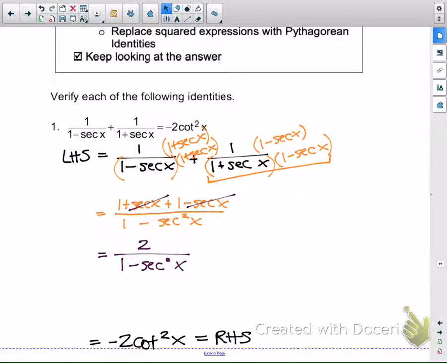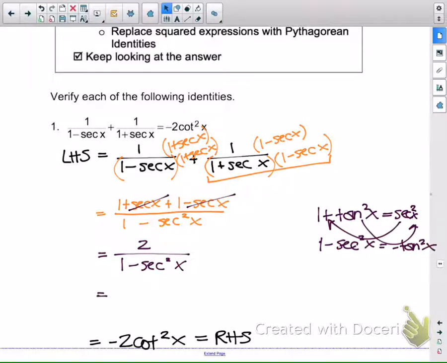Okay? My identity over here says 1 plus tangent squared is equal to secant squared. If I wanted to say 1 minus secant squared, how do I have to manipulate that? I have to move secant to the left, which means I have to move tangent to the right, both by subtraction. So that's going to say 1 minus secant squared is equal to negative tangent squared. All right, so that means my next step here, I can replace 1 minus secant squared with negative tangent squared.